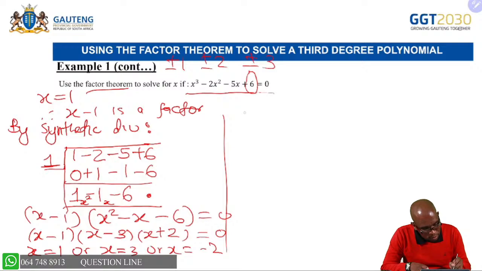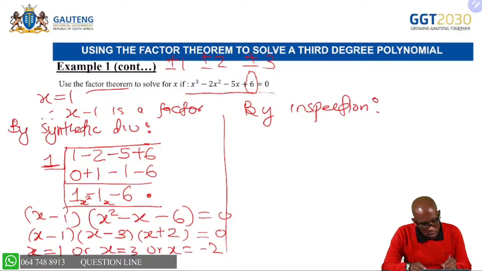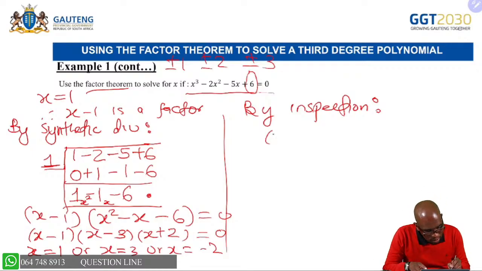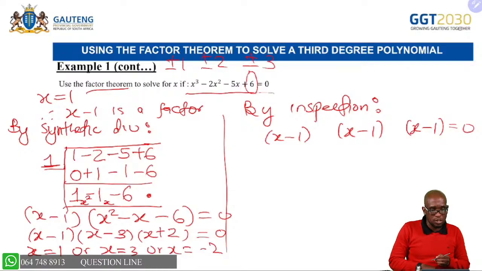However, I can also use inspection. By inspection, if I want to use inspection, what I'm going to do is I'm going to take my factor x minus 1, repeat it 3 times, x minus 1, x minus 1. Then I equate that to 0.